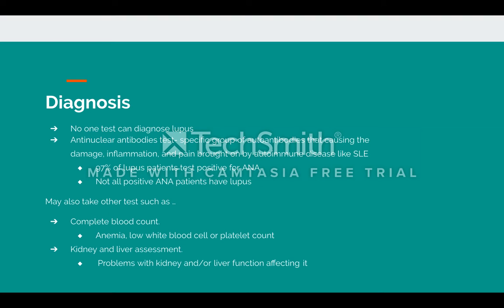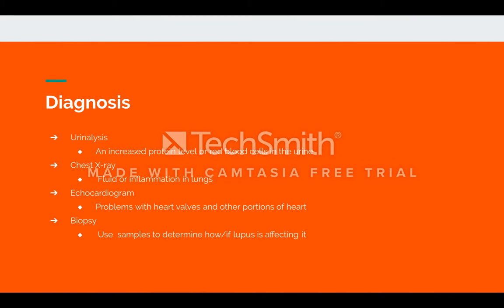Results such as anemia or a low white blood cell count or platelet count may indicate lupus. Problems with your kidney or liver functioning might also point to lupus. You also have your urinalysis testing. An increased protein level or red blood cells in the urine can indicate lupus. Chest x-rays find any fluid or inflammation in the lungs.